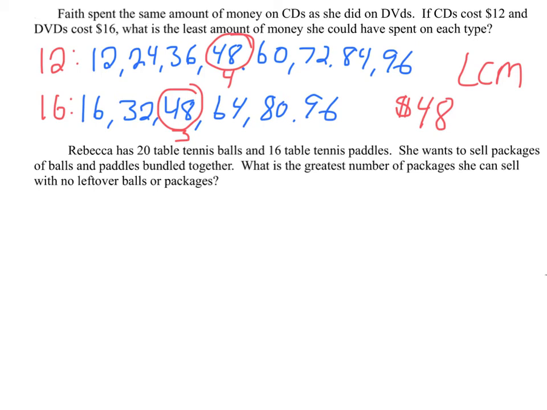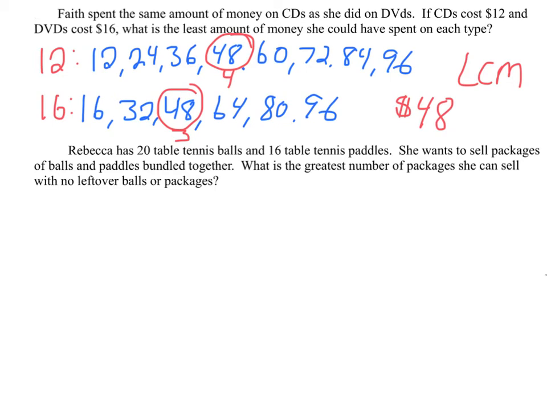Now let's take a look at our next one. It said Rebecca had 20 table tennis balls and 16 table tennis paddles. She wanted to sell packages of balls and paddles bundled together. What is the greatest number of packages she can sell with no leftover balls or paddles?